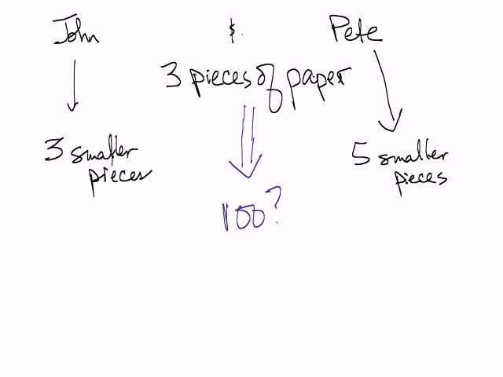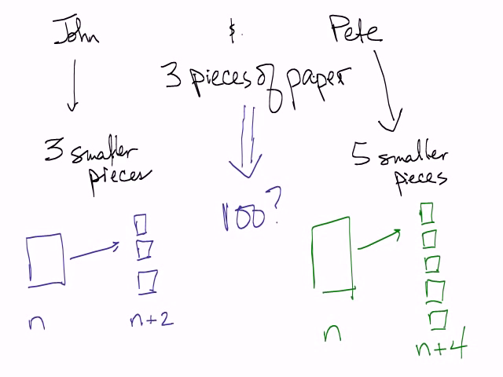And the reason is this. Every time John takes one piece of paper, whatever number you started with, n say, and you're taking one of them and turning it into 3, you're going to end up with n plus 2. Similarly, with Pete, every time he takes one of the pieces of paper and tears it into 5, you first had n pieces of paper and now you have n plus 4.